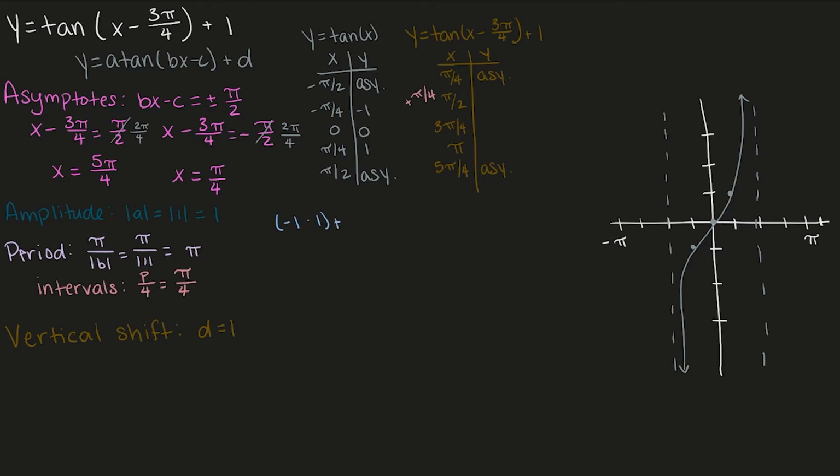We'll take -1, multiply by our amplitude, which is 1, and add our vertical shift, which is also 1. So -1 times 1 plus 1 is 0. 0 times 1 plus 1 is 1. And 1 times 1 plus 1 is 2. So now, let's graph our transformed function.